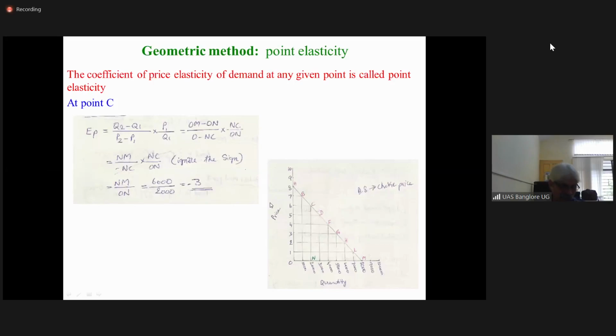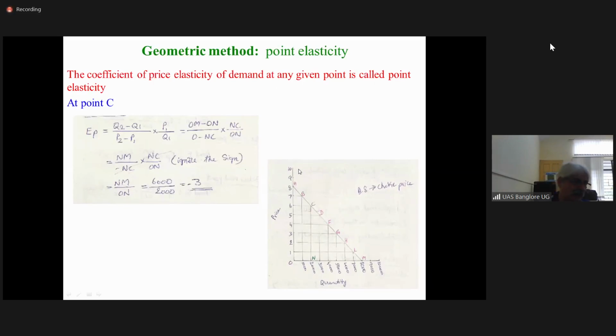Now, we'll take up the geometric method, or the point elasticity. Okay, point elasticity, calculating the price elasticity at a given point, one point. The coefficient of price elasticity of demand at any given point is called point elasticity.